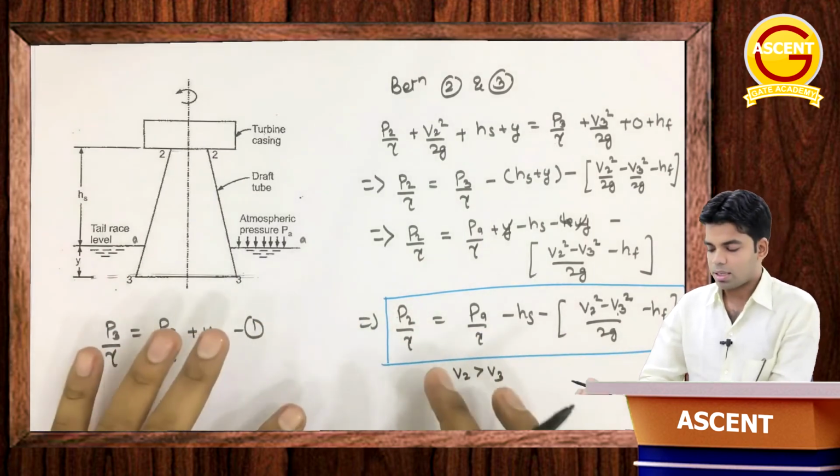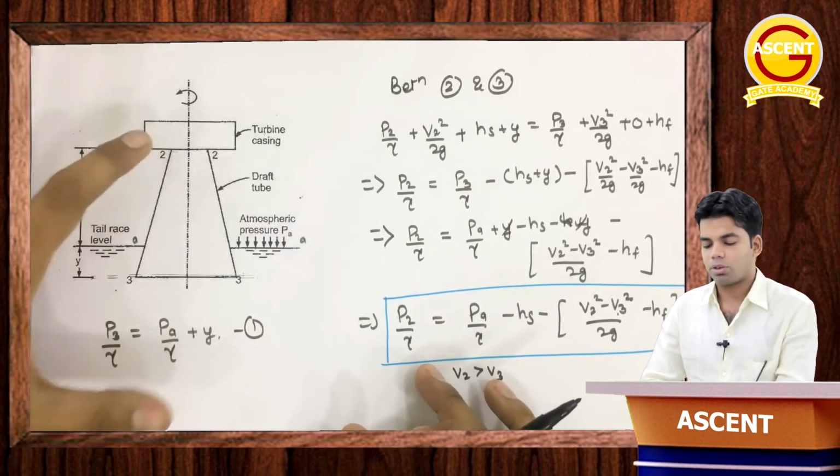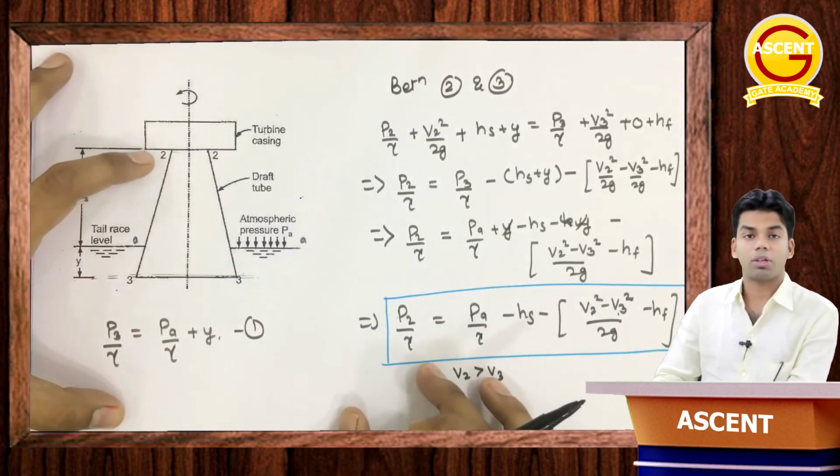That means this pressure P2 by gamma is nothing but a vacuum pressure. यहाँ पर जो pressure मिल रहा है हमको vacuum pressure मिल रहा है.